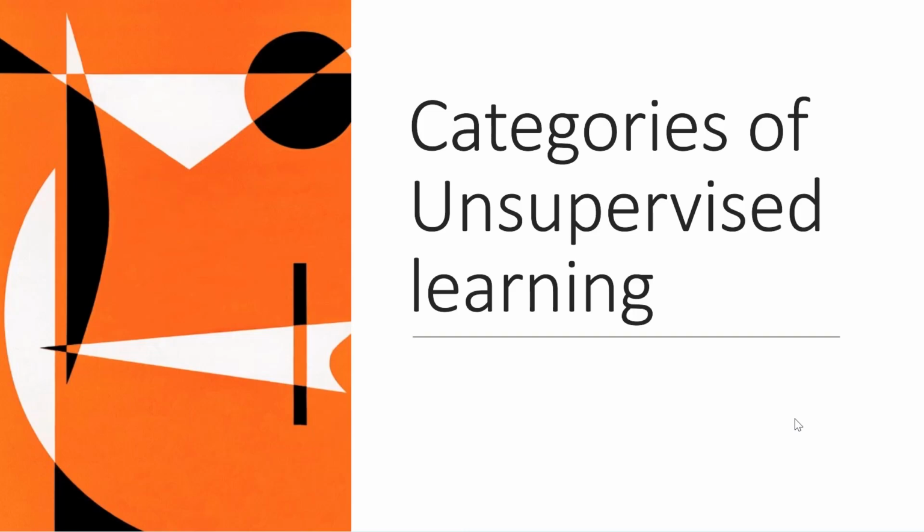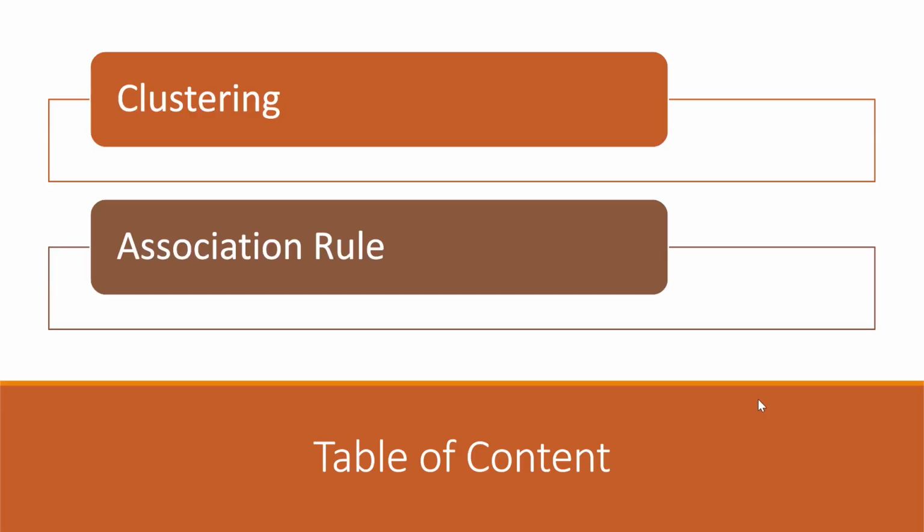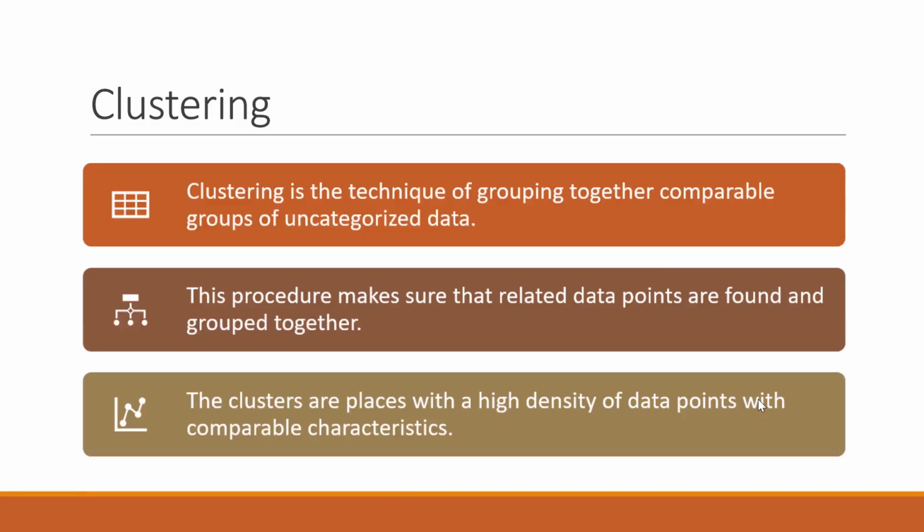Hello and welcome everyone. In the previous tutorial, we discussed the overall working of unsupervised machine learning, and now we will take a step further in this tutorial series. In this video, we will understand different types of unsupervised machine learning. Basically, unsupervised machine learning is categorized into two major categories: clustering and association rule. Now we will start with clustering, where we will discuss its working and categories in detail.